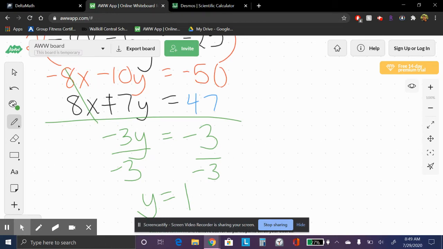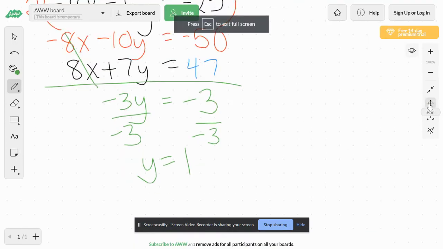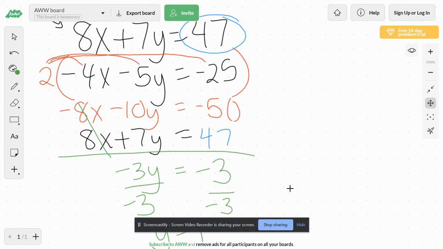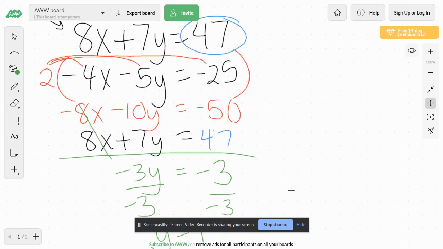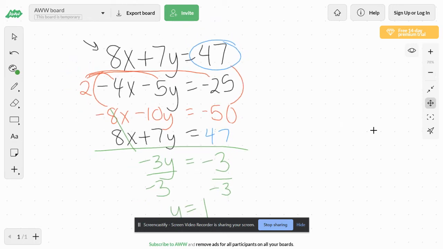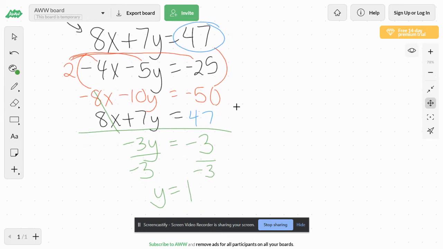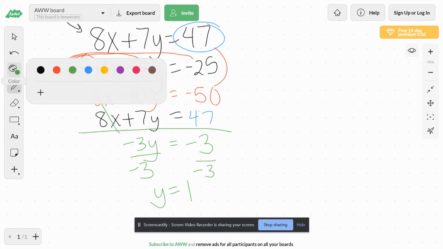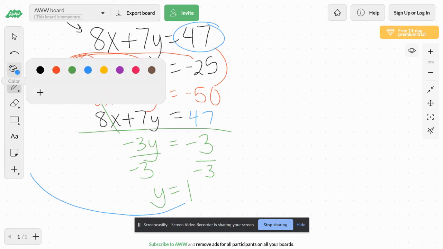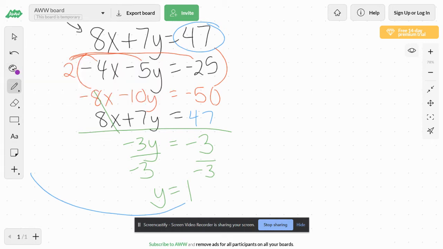So you could plug it into this equation, or your original equation up on top. I didn't want full screen, but I'll take it. I'm going to use the top one. I'm going to plug in that y equals 1 all the way into the y up there. Let me zoom out.